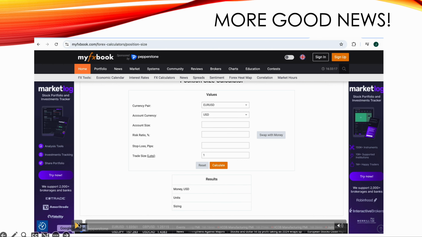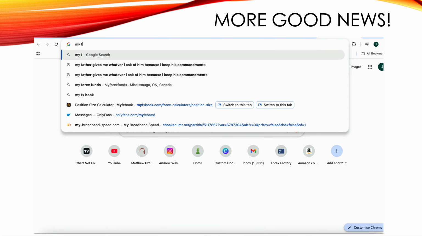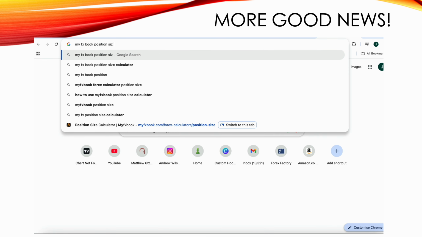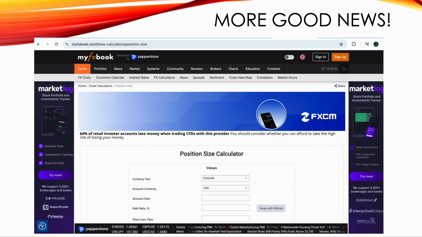Technology is great, right? Okay, guys, I just wanted to quickly touch up on something. We don't even really need to calculate our position sizes ourselves. There are calculators online that can do this for us. So if you type into Google, my FX book position size calculator, I click on this one here, and then boom, I'm at that website you just saw me click on.